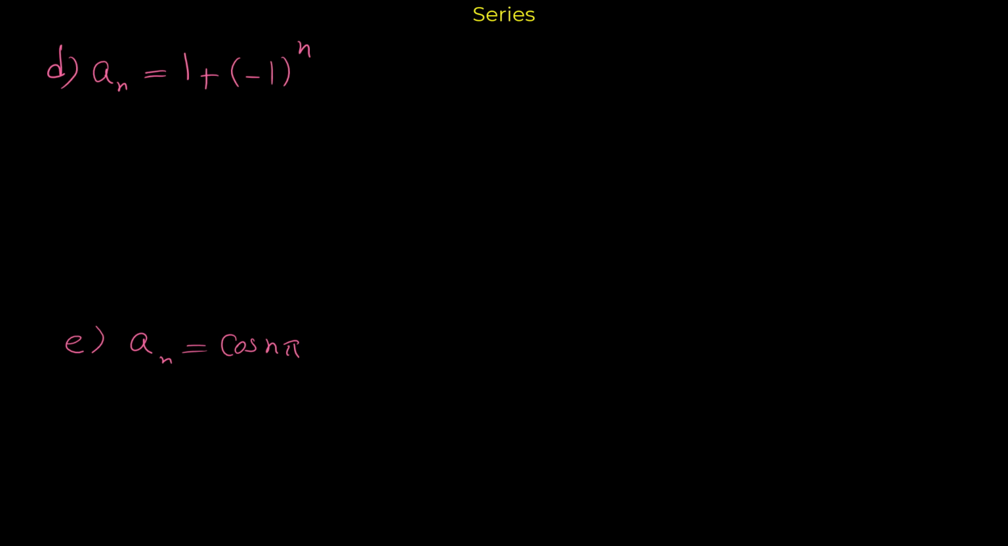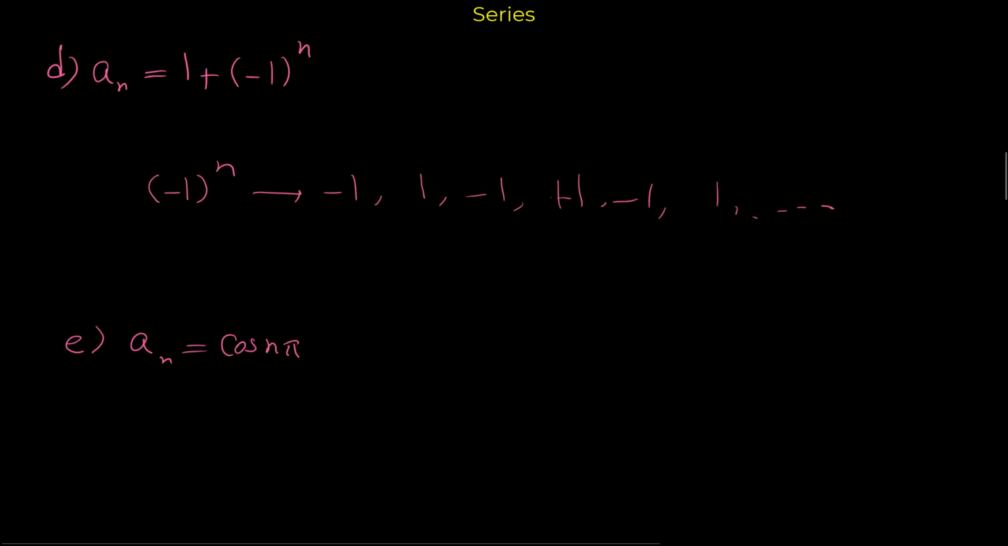Next example. a_n is given as 1 plus (-1)^n. Just (-1)^n is a very famous sequence. Only focus on this: its first term is -1, then 1, -1, 1, -1, 1, and so on. It's alternately positive, negative, positive, negative, and so on. But here we have 1 plus (-1)^n. It's a little different, but very similar.